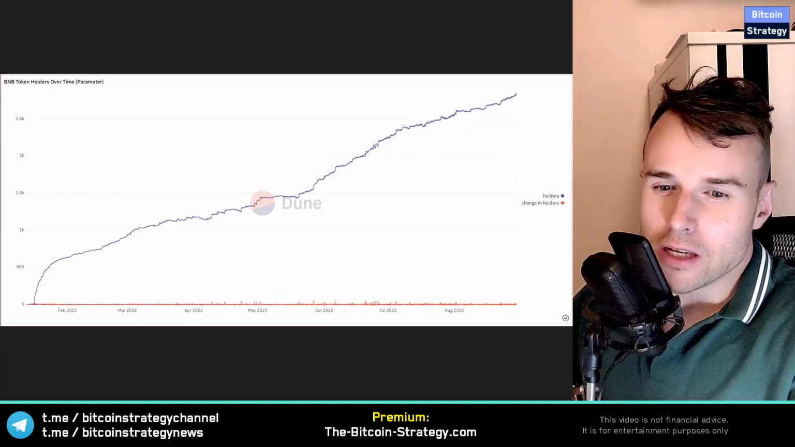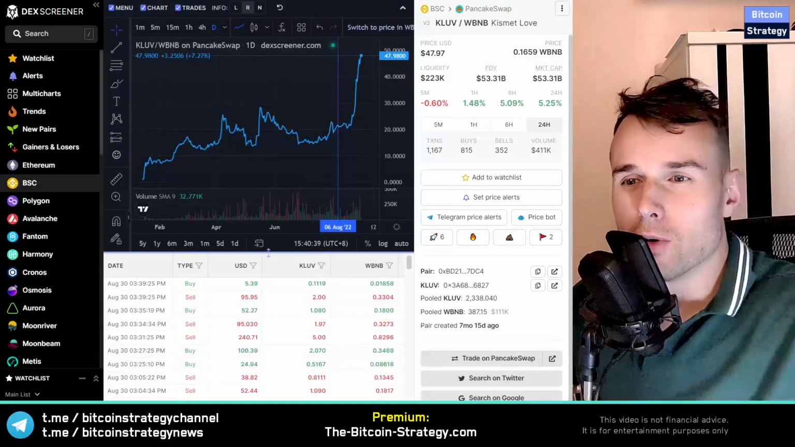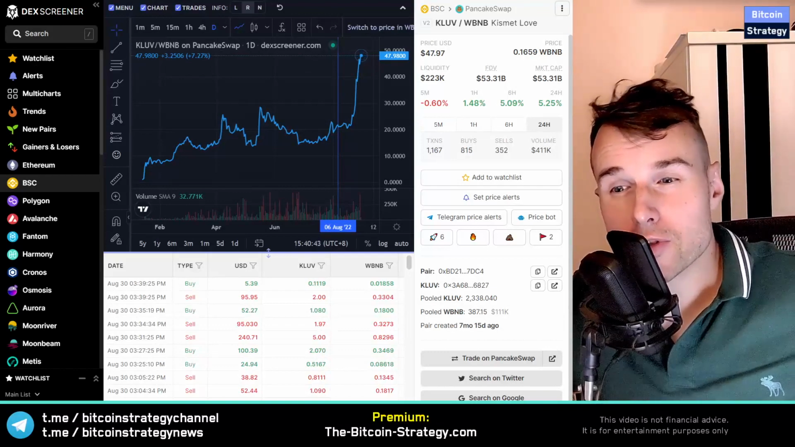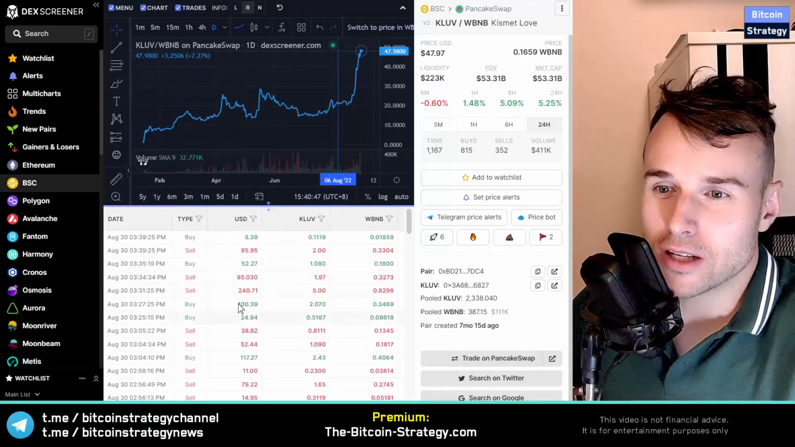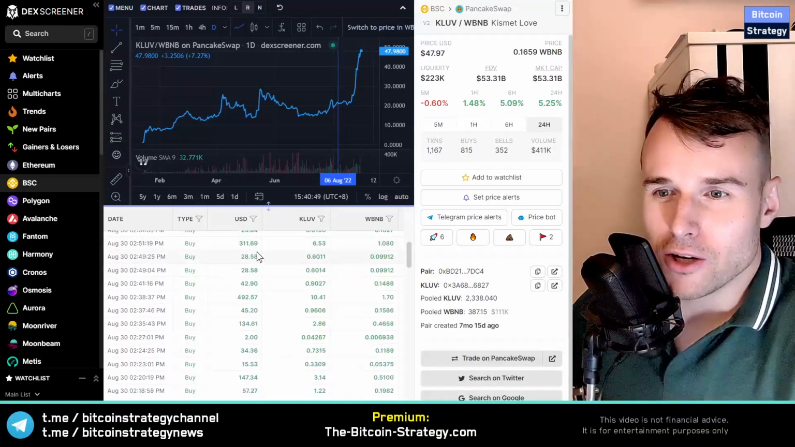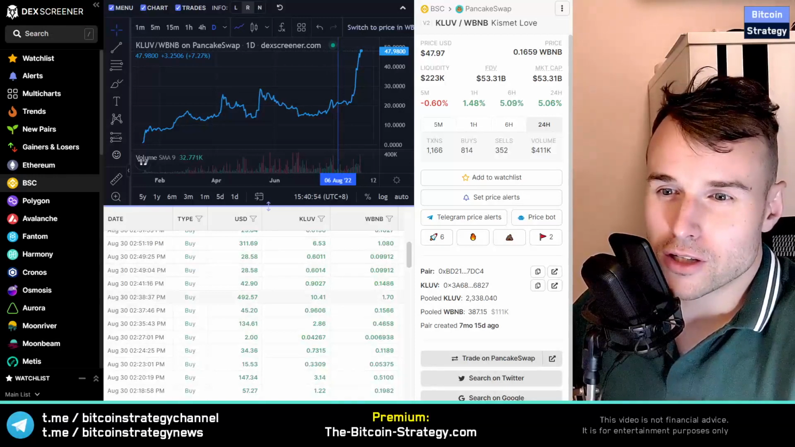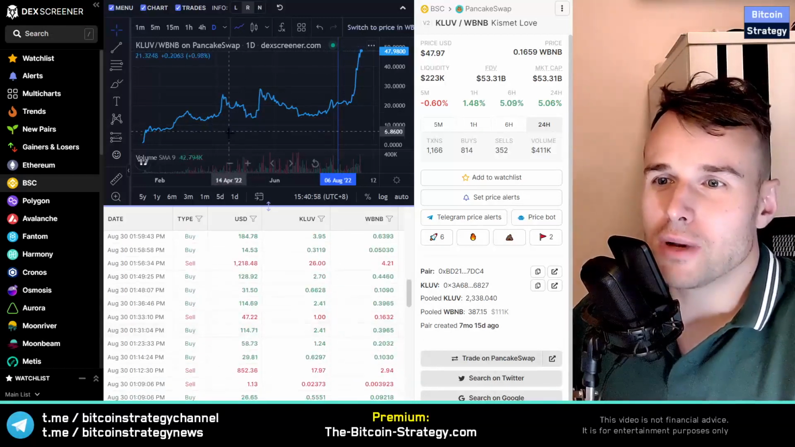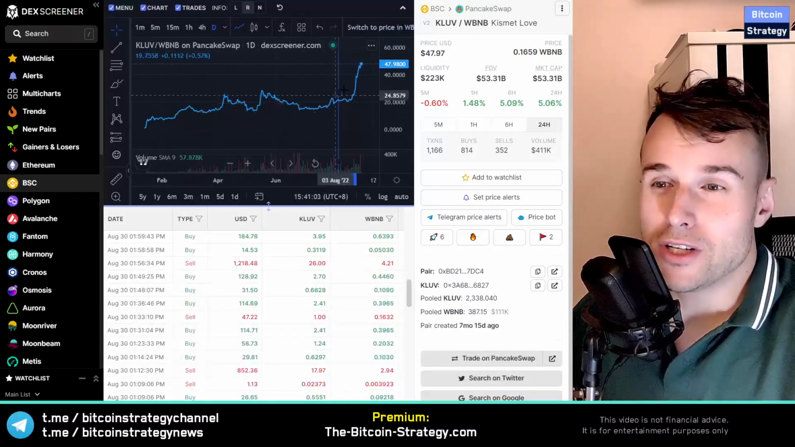It's interesting because it shows us that this rally over here was not necessarily caused by a single whale. It's caused by a lot of small transactions. And when we look at the transaction history here on DEX Screener, we can also confirm this, right? A lot of small buys, right? $30, $500, $130, $100. So a lot of continuous buying, which tends, that's how I interpret this, to be a pretty healthy signal, right?